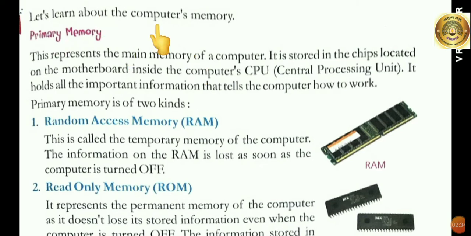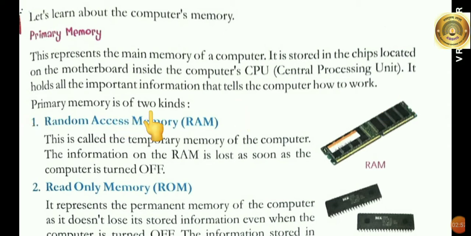Let us learn about computer's memory. So first is primary memory. This represents the main memory of a computer. It's stored in the chips located on the motherboard inside the computer CPU. CPU means Central Processing Unit. It holds all the important information that tells the computer how to work.